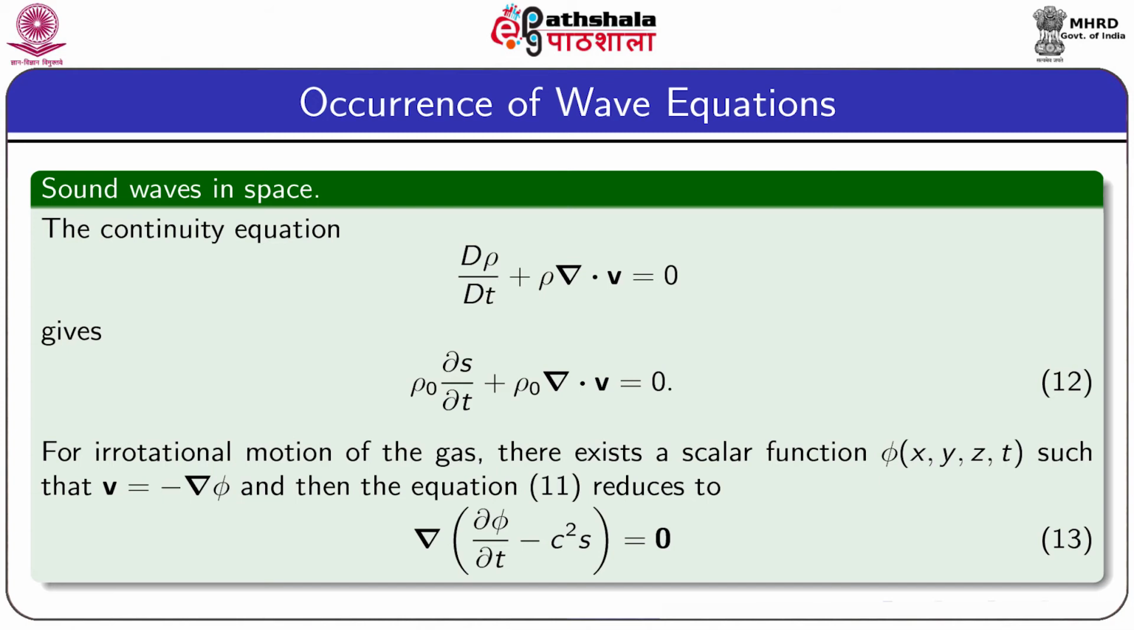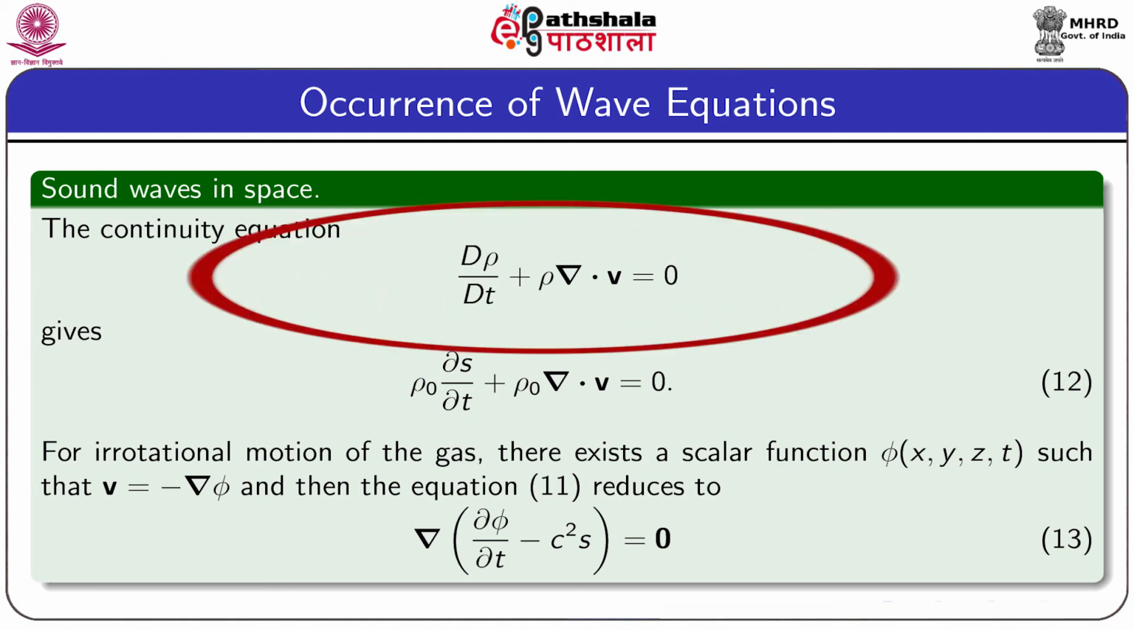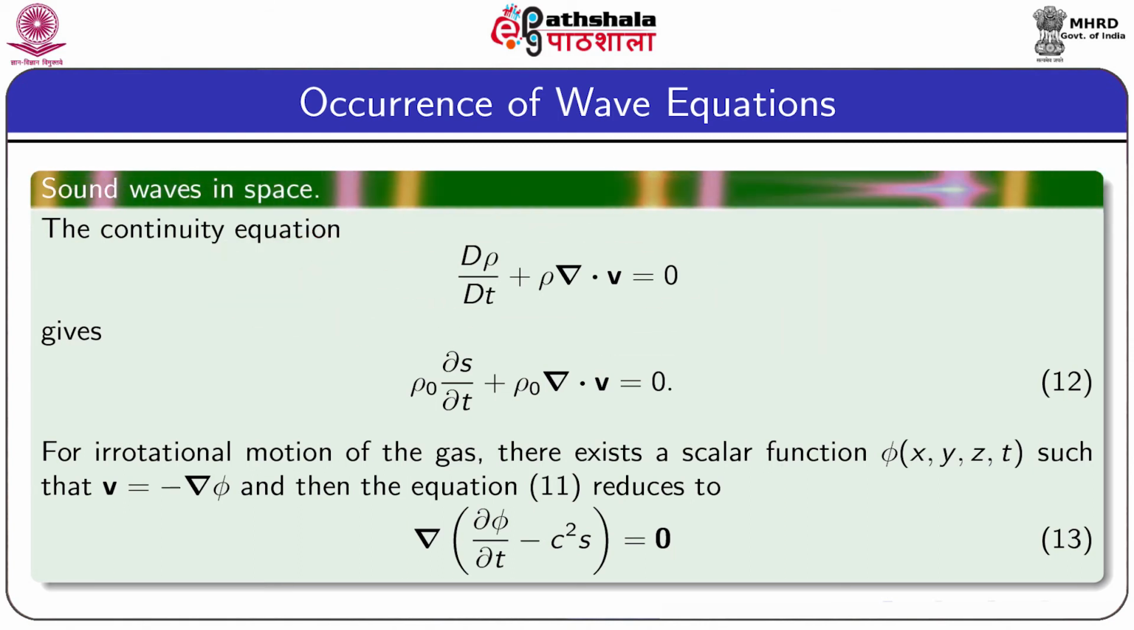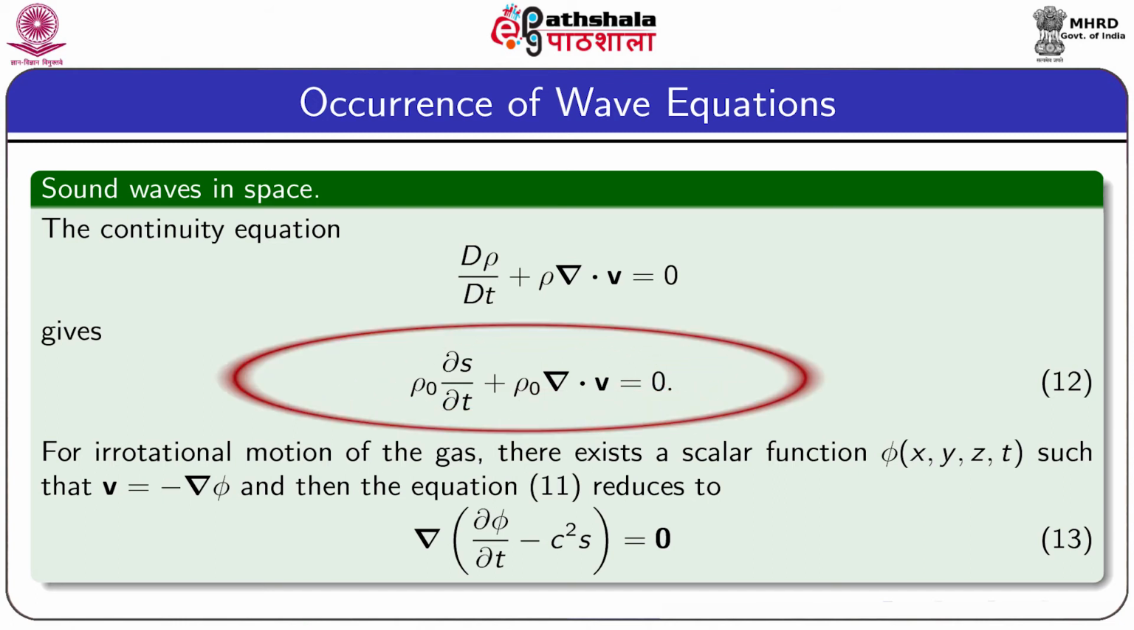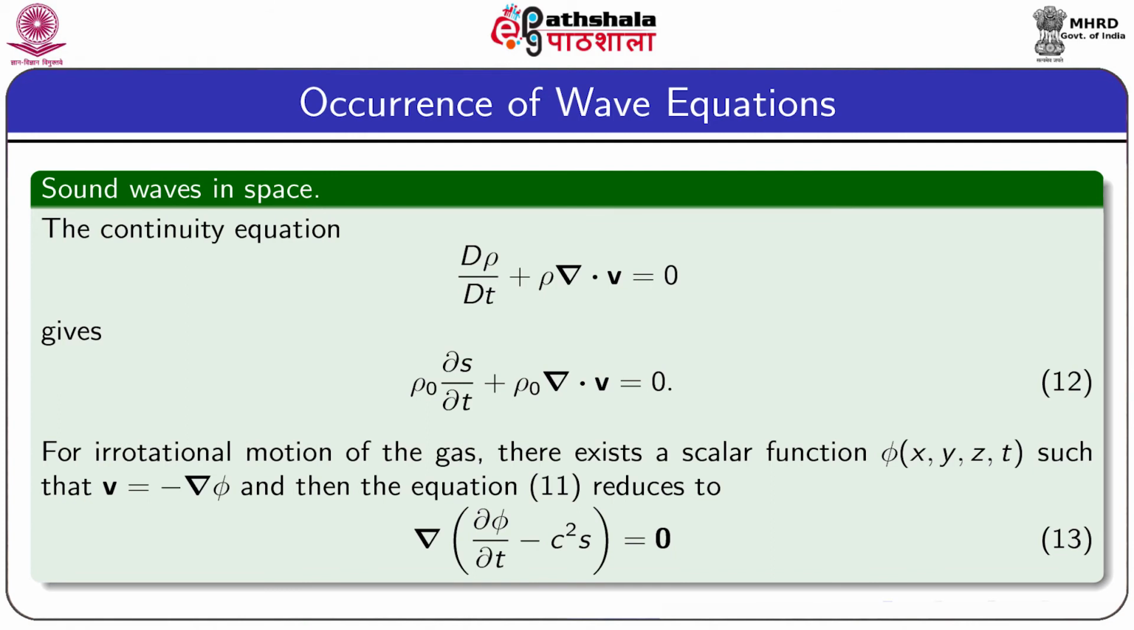Now, if we think about the continuity equation, the continuity equation is given by ∂ρ/∂t + ρ div v = 0. So, in terms of small s and v and neglecting the nonlinear terms, the continuity equation reduces to the form which is written in equation number 12: ρ0 ∂s/∂t + ρ0 div v = 0.